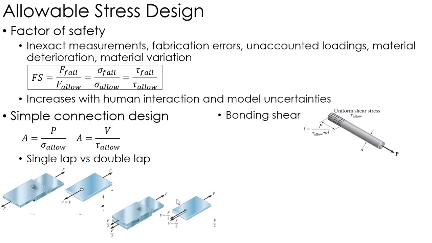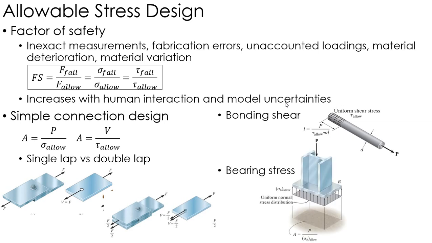Here I have what we're calling bonding shear. So if this is attached into a wall, now my shear is actually basically on the circumference of that. So the area looks a little bit different. It's just based on the diameter or the circumference times the length, essentially. So again, you just have to look at what's actually being sheared. So that's a little different way to look at it.